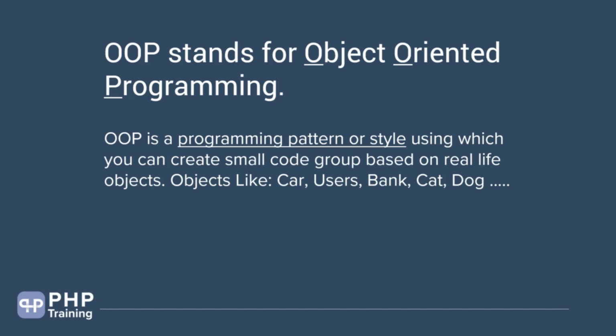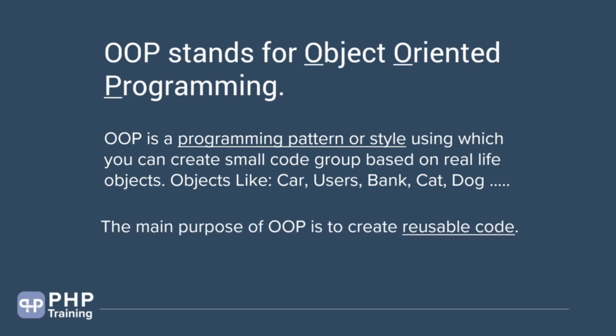Using which you can create some small group of code based on real life objects. Like I told you, objects could be like a car, user, bank, cat, dog, anything, right? You have to define an object first, then you have to group your program into that object, and then you start using that in your programming style. Remember that OOP is a programming pattern or a style.